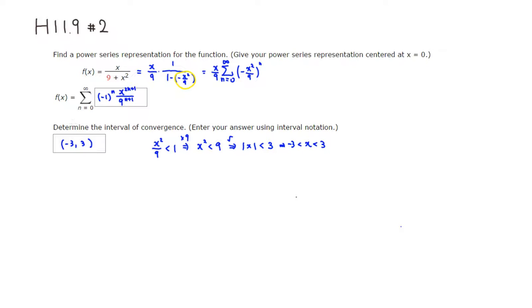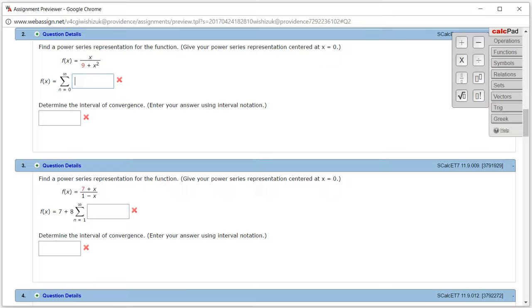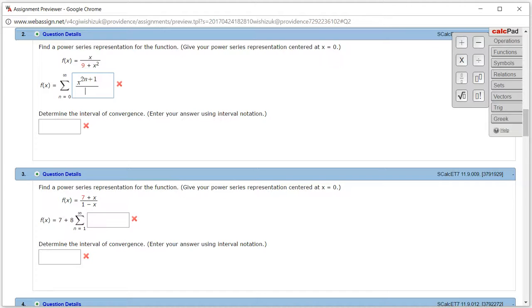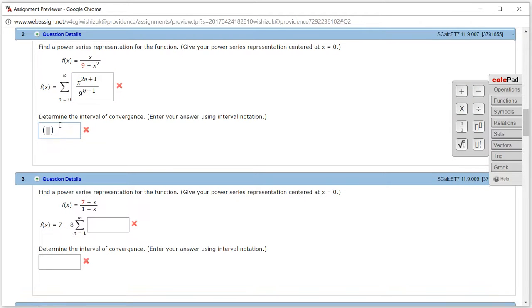So let's plug it in. We got x to the 2n plus 1, divided by 9 to the n plus 1, and the interval is going to be negative 3 to positive 3.